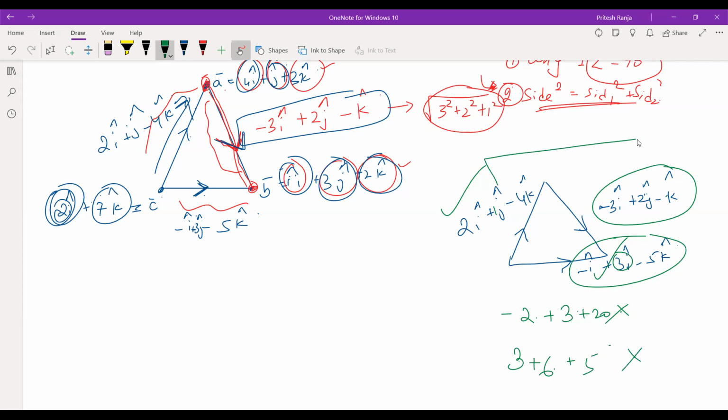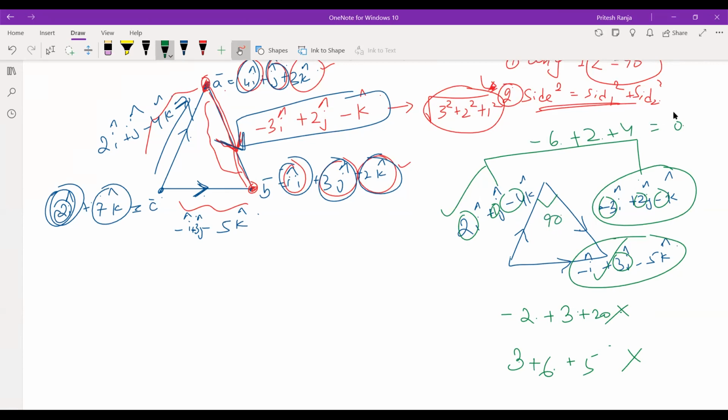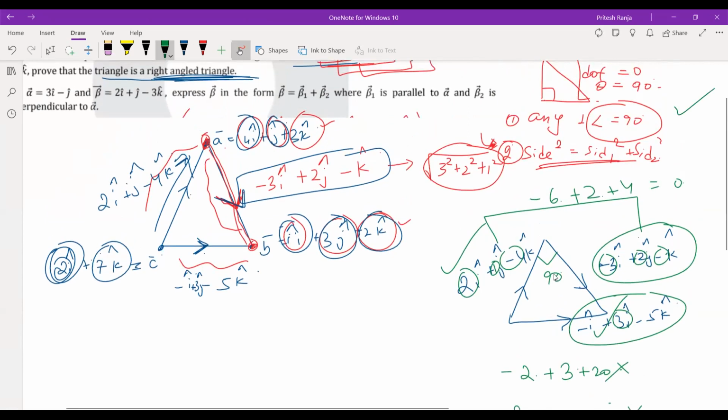So let us take the last one, these two vectors. 2 into minus 3, that will be minus 6. 1 into 2, that will be 2. And then minus 4 into minus 1, that will be plus 4. So yes, here we get this as 0. That means this angle is our 90 degrees. If we get the dot product as 0, that means the angle between them is 90 degrees. So we have got the angle. That means the first condition is satisfied.